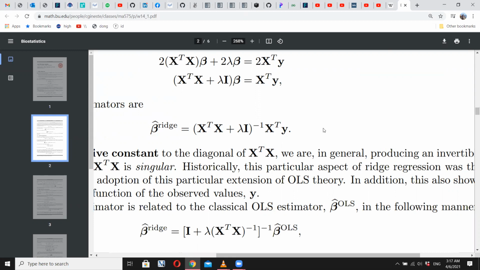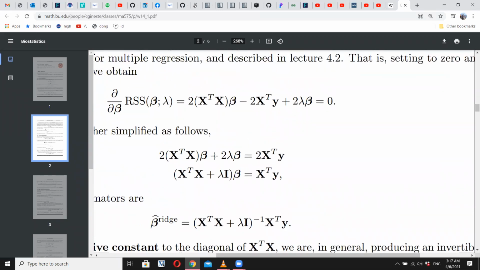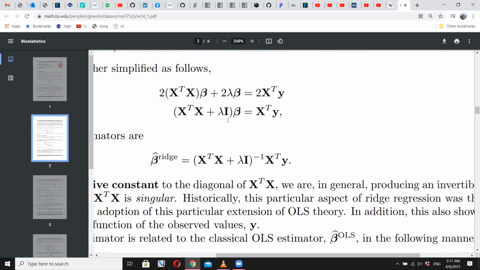I don't have time to derive this right now, but you can. I'll send this document. Basically, if you put your derivatives equal to zero, you'll end up with this equation over here.